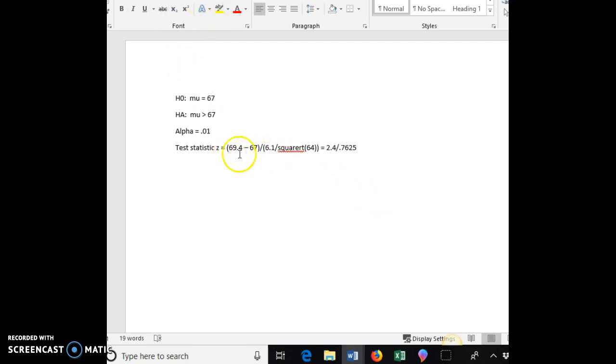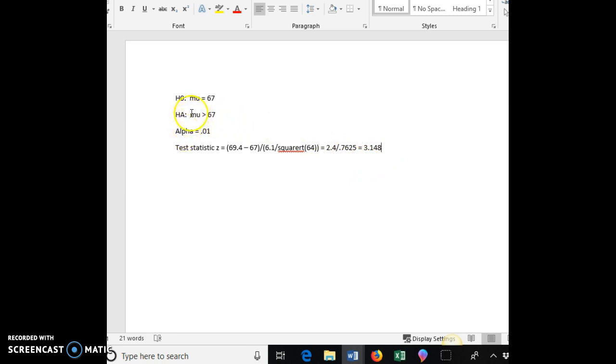All right, and let's stick that into our calculator. So our 69.4 minus 67 gives us 2.4. And our 6.1 divided by the square root of 64 gives us 0.7625. And then if we do that division, it's 3.148.